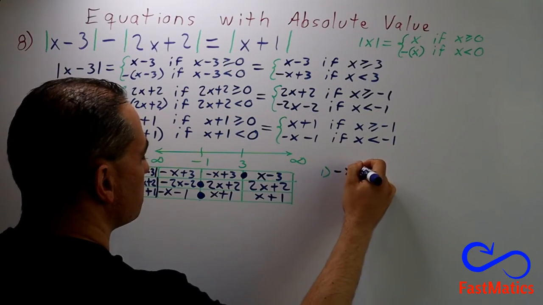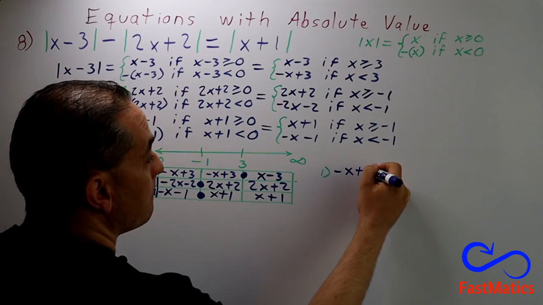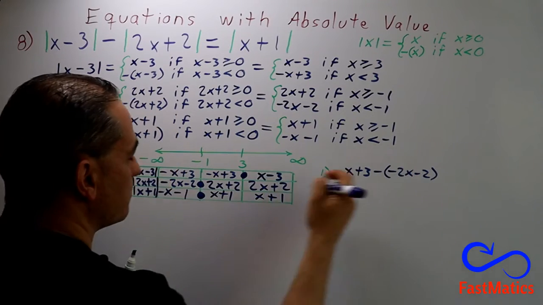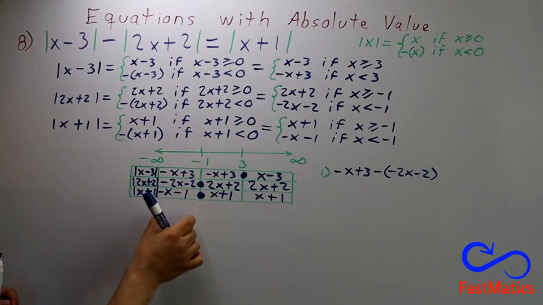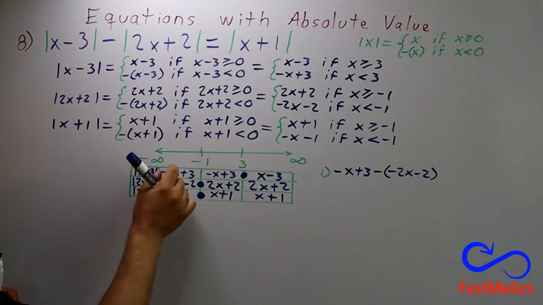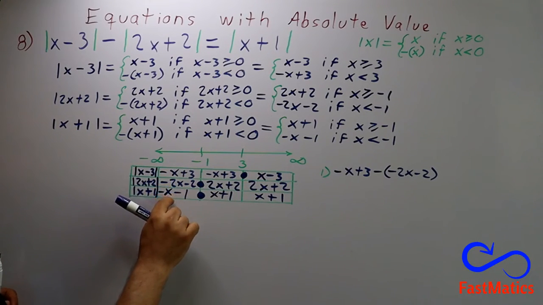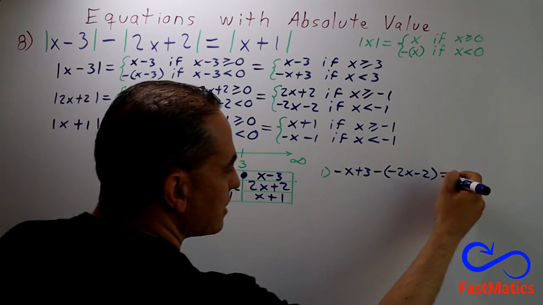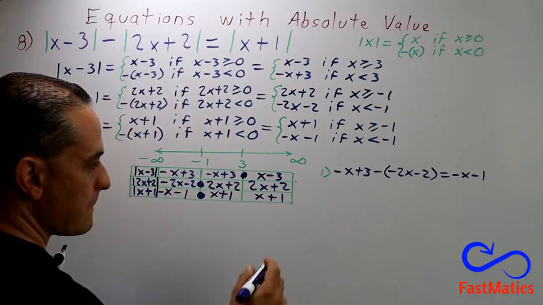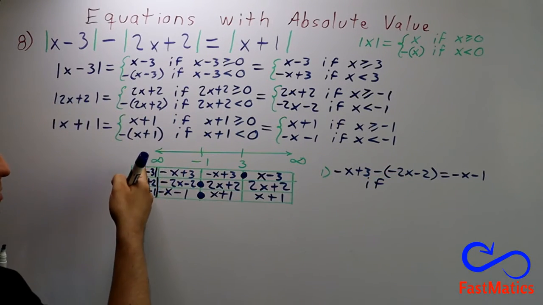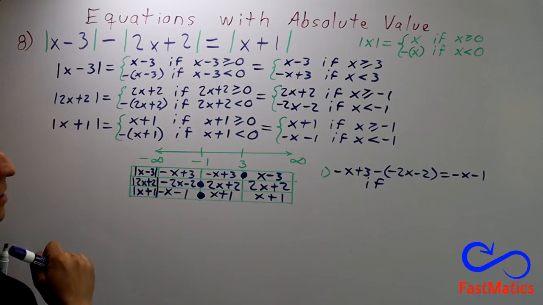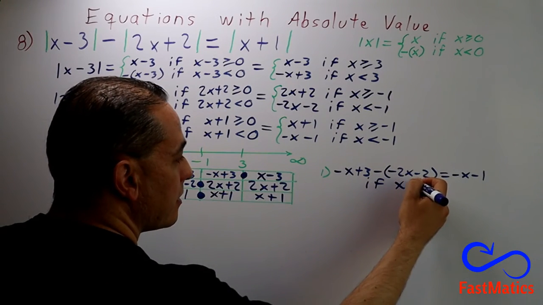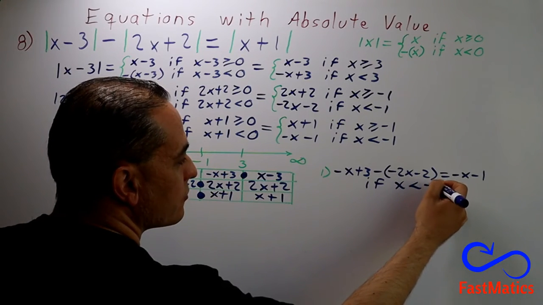Negative x plus 3, minus the second line, negative 2x minus 2. We are here with the first column. After that the second column, after that the third column. This minus this equal to this. Will be equal to negative x minus 1. If we are between negative infinite and minus 1, that is for values that are less than negative 1.